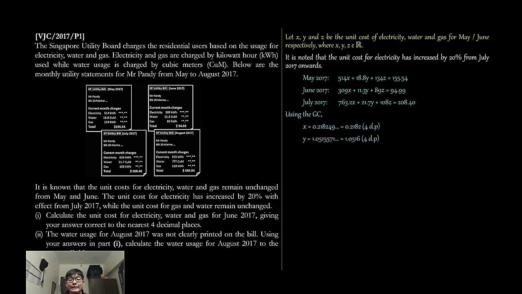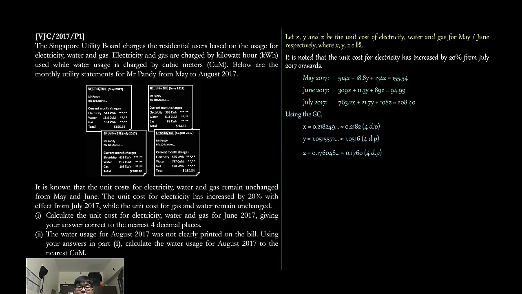and what is Z. Now for part 2 of the question, it says that the water usage for August 2017 was not clearly printed. But you use the answer that you have from part 1, you need to calculate the water usage for August 2017. And the question actually asks you to round off to the nearest cubic meter. So, how do we go about solving this?